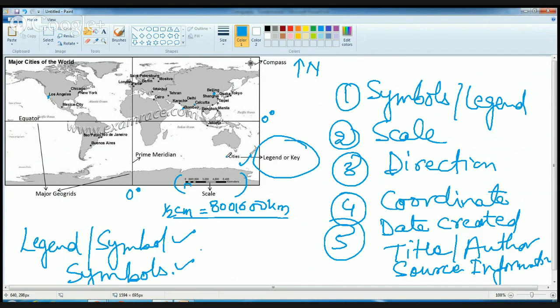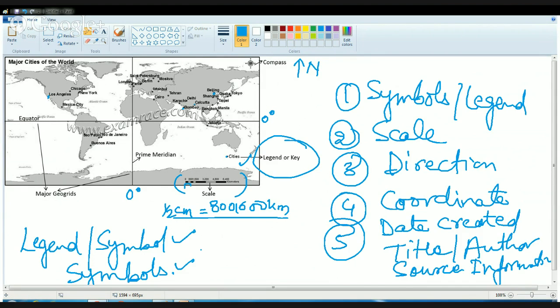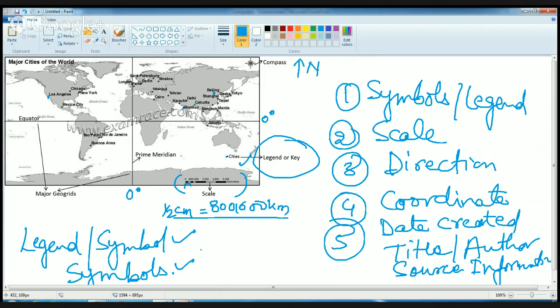Reading the symbols and understanding the symbols are two different things. Reading the symbols means here is a dot and here is a dot, so dot and dot are the same. And understanding the symbols is, dot means city, so all the dots on the map would represent various major cities of the world. And then what is the shape of the projection?